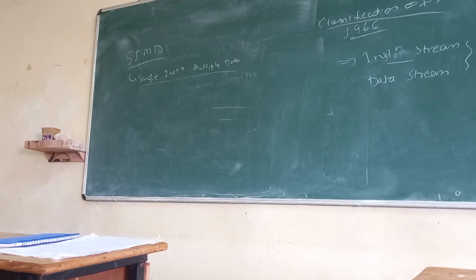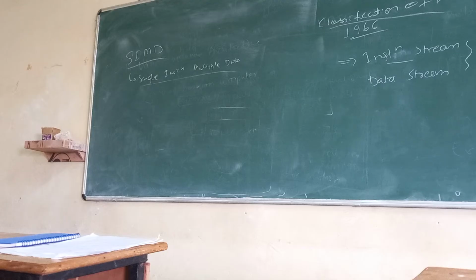Here mainly you are using the control. The controlling unit is only a single unit, and it is controlling the multiple data. As the name itself suggests, in SIMD a single instruction itself handles multiple data. You should remember single instruction itself handling the multiple data.